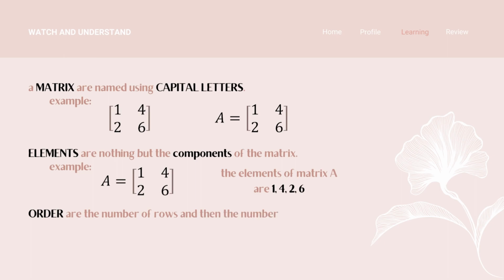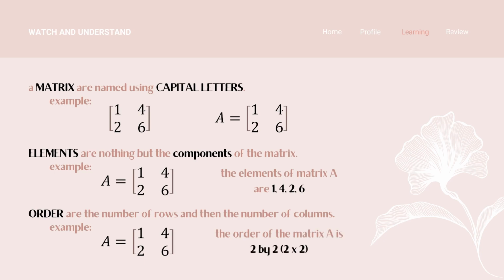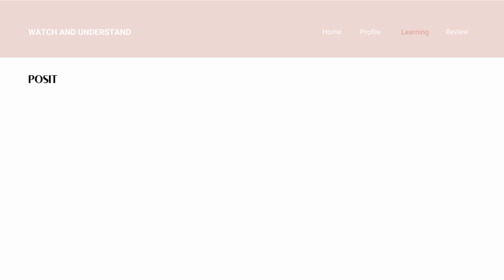The third one is the order of the matrix. Order is the number of rows and then the number of columns. For example, matrix A has 2 rows and 2 columns. The order of matrix A is 2 by 2. Don't forget, the number of rows first and then the number of columns.